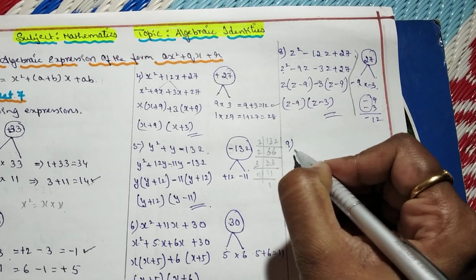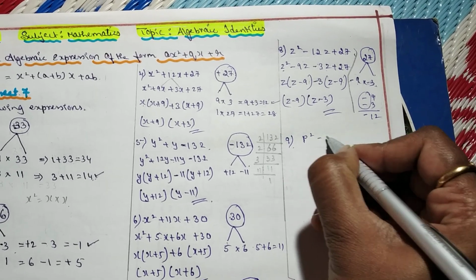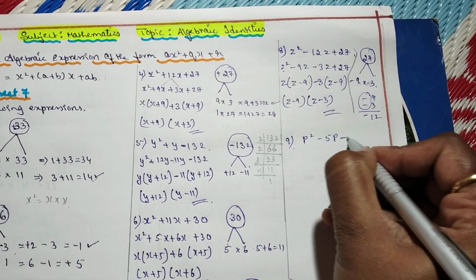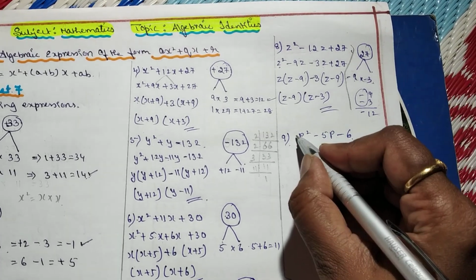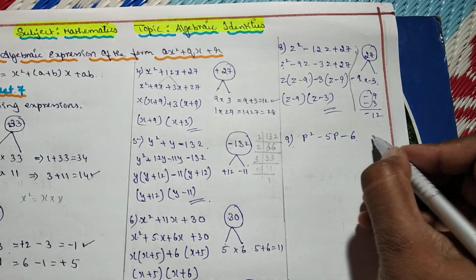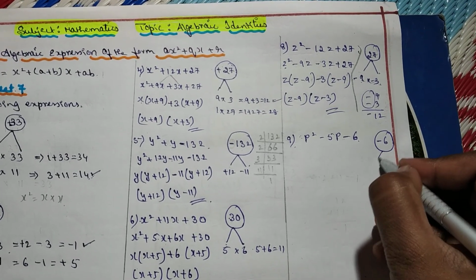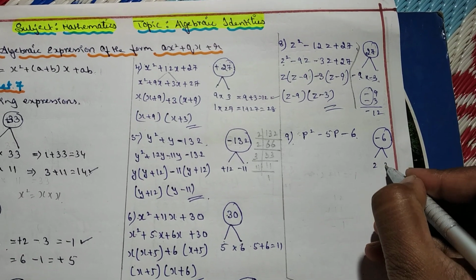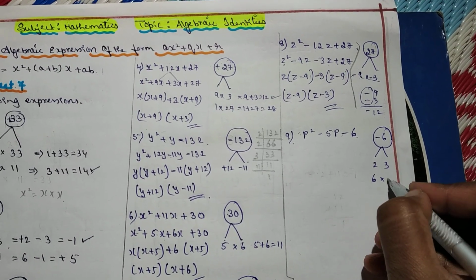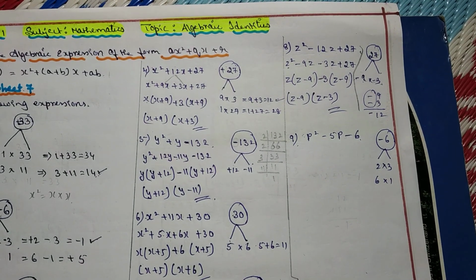Okay, now let me move to the 9th question. The 9th question is p square minus 5p minus 6. So here the first thing is the product of the coefficient with the minus 6, so we get minus 6. The second step is choosing the table. 2 3s are 6, 6 1s are 6, right? After finding the table, choose whichever is suitable.